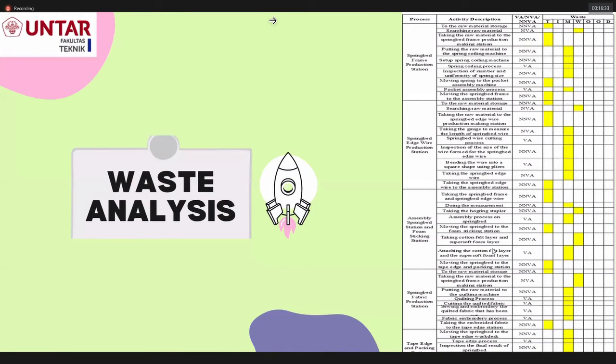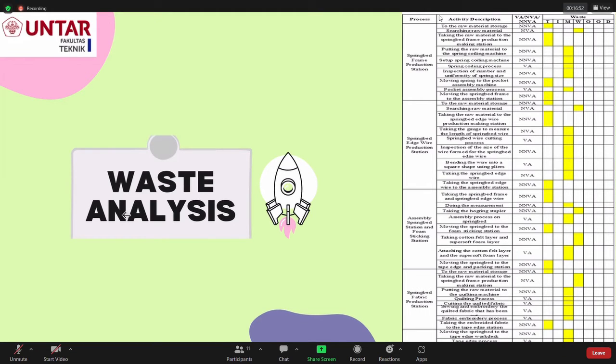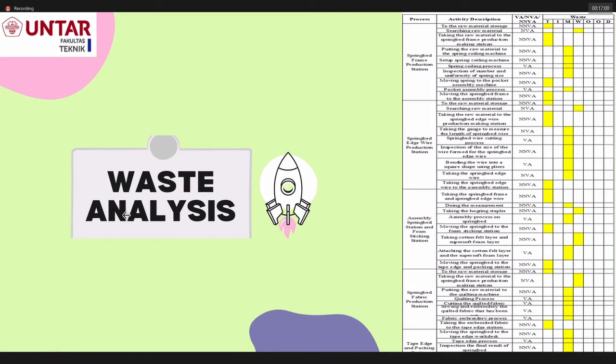This is the waste identification process carried out in the spring bed production process, which can be seen here. There are three types of activities, namely value added, necessary non-value added, and non-value-added activities. In the process of waste analysis, non-value-added activities will be minimized so as to reduce production process time. There are four types of waste that occur in the spring bed production process, namely waste of transportation, waste of inspection, waste of motion, and waste of waiting.